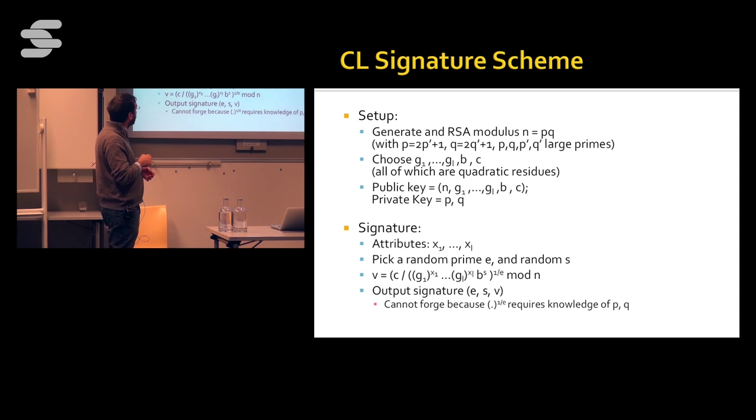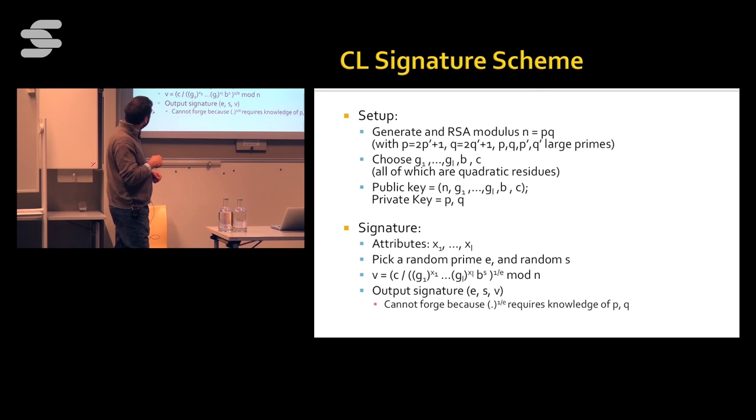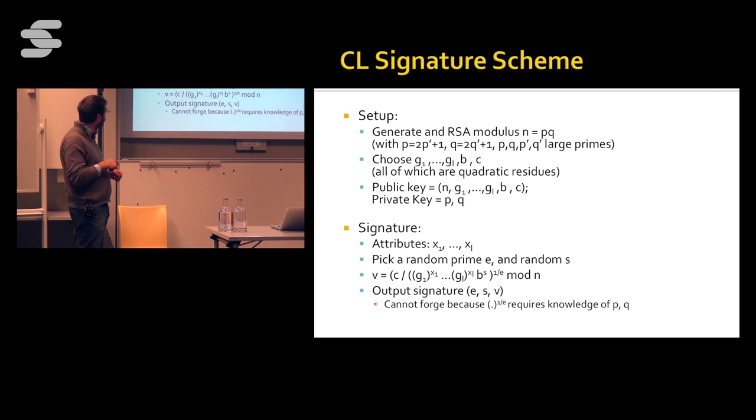And then my private key is the P and the Q, which factor my modulus N, PQ. Okay, these are the big prime numbers. And then everything else is just part of the public key. All the Gs, the N, which is the product of the two primes, the magic B and the magic C arbitrary numbers are the public key. So now given this private key, I should be able to produce signatures that given the public key can be verified. That's the idea. And this is how the signature works.